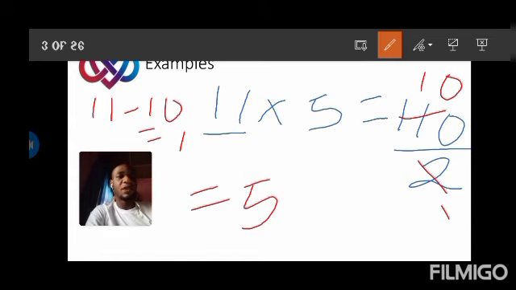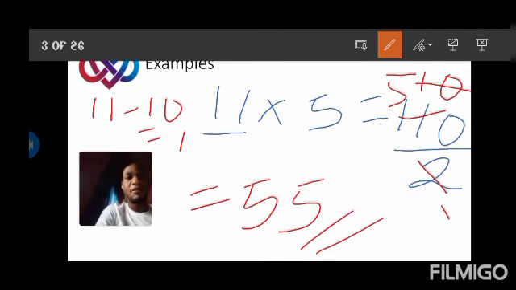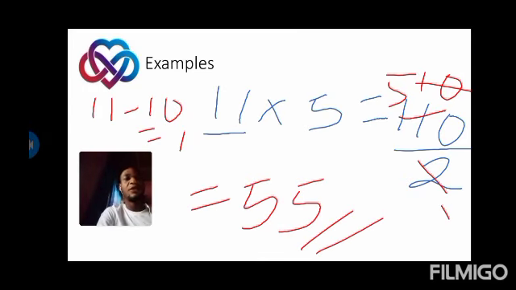And what do you have? 10. How many times can 2 go in 10? 2 goes 5 times. So bring the 5 here. So the answer is 55. Our answer is what? 55. It's as simple as that.